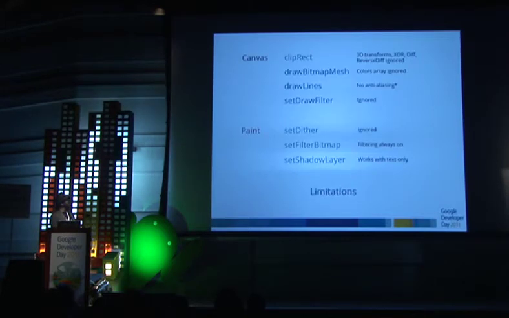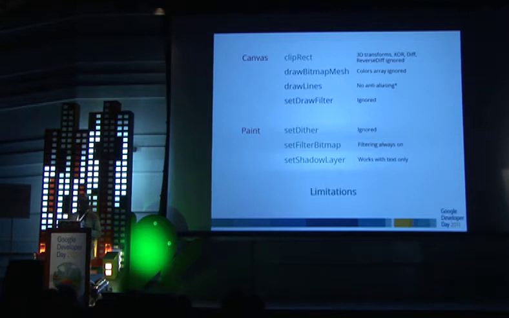Another thing we have are some limitations. So we have a few things like drawing lines didn't support anti-aliasing until Android 3.2. Colors are ignored from drawing bitmap meshes. This stuff is all pretty well documented, but it's definitely worth knowing that there are some limitations. Some of these just don't make any sense. Like, why would you set filtering on? Filtering is free with hardware acceleration, so there's no reason to turn it off. Same with dithering. It's just ignored.